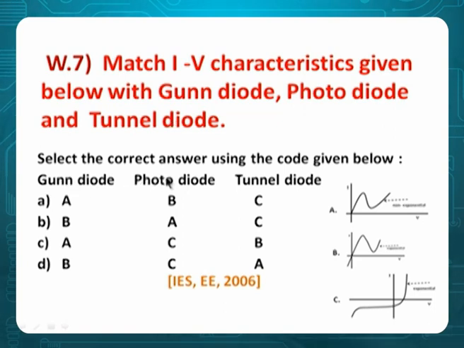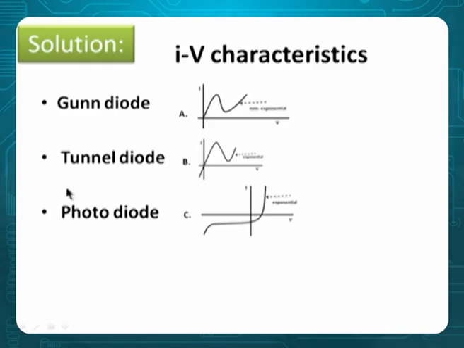Match the I-V characteristics given below: Gunn diode, photodiode, tunnel diode. What are the matchings? Tunnel diode we all know, negative resistance region. Then Gunn diode is almost the same principle, but photodiode is different. So this is also asked for EEE students in IES, so be careful to understand. That's how you can identify the solution, and then the option is C.